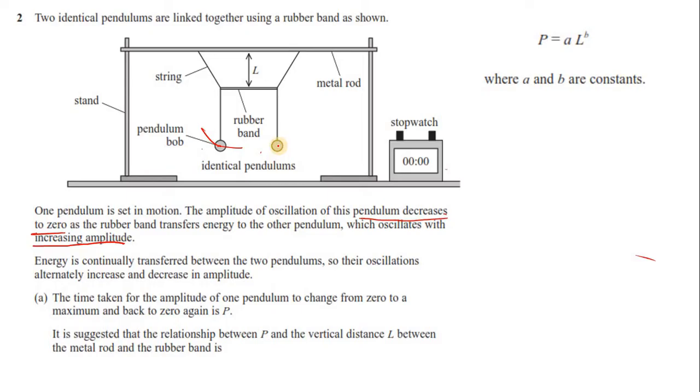That's the resonating system. Now the time taken for the amplitude of one pendulum to change from 0 to a maximum and back to 0 again is P. So P is the time period from 0 to maximum and maximum to 0. It is suggested that the relation between P and the vertical distance L between the metal rod and the rubber band is P equal to A L to the power B, where A and B are constants. Devise a plan to test the validity of this relation using a graphical method.